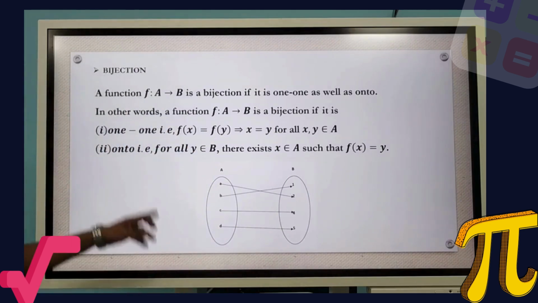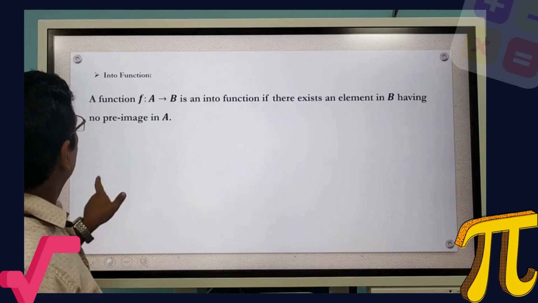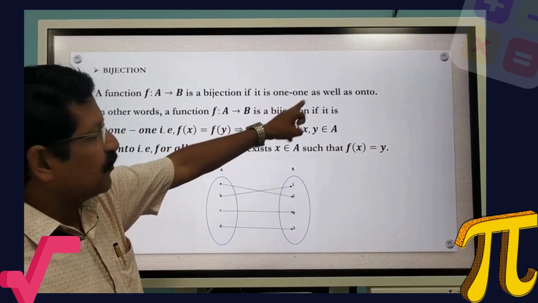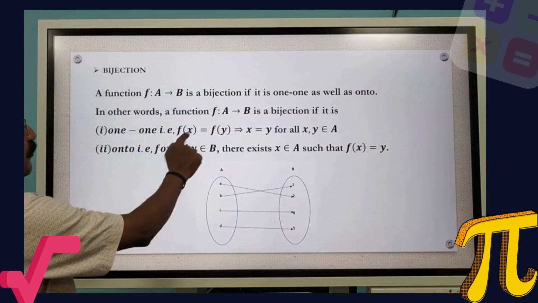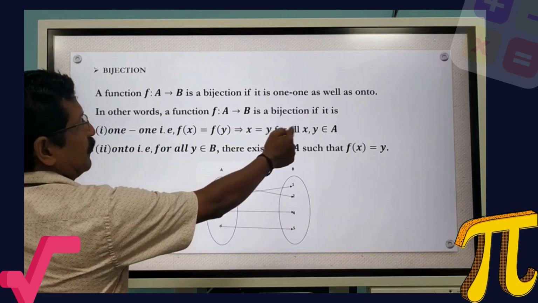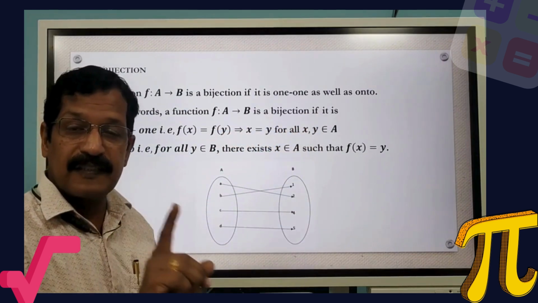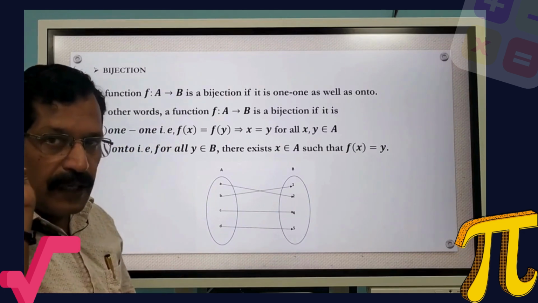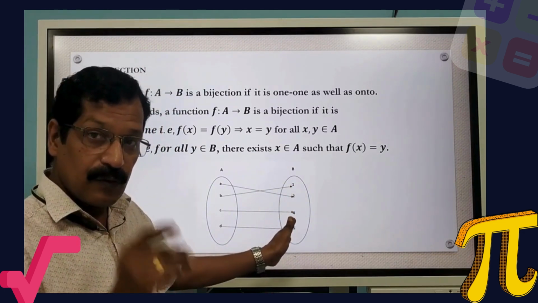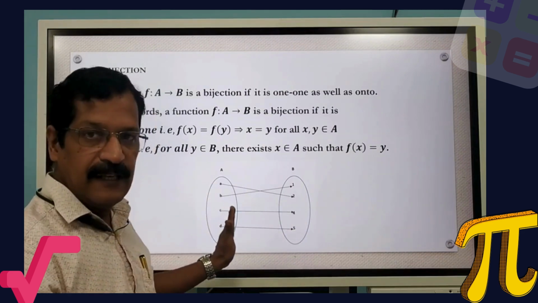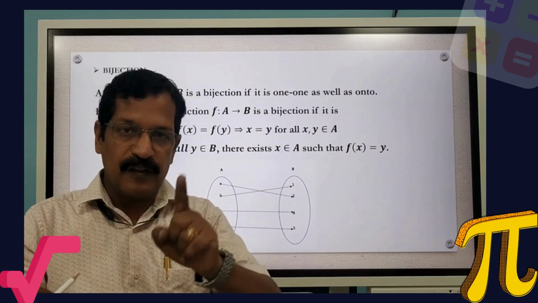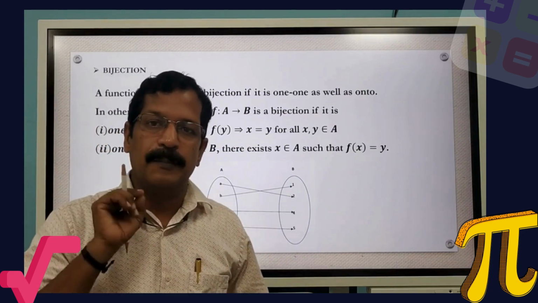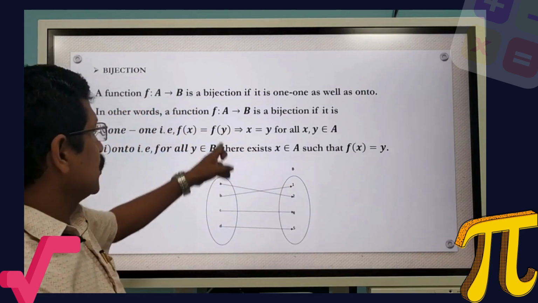I shall repeat. A function f from A to B is a bijection if it is 1-1 as well as onto. That is, f(x) = f(y) implies x = y for all x, y in A. This is the condition for 1-1. Now onto, that is, for all y in B, there exists some x in A such that f(x) = y. This is the condition for onto. Why have I repeated this now? To prove a function is bijective, we have to take these two cases.